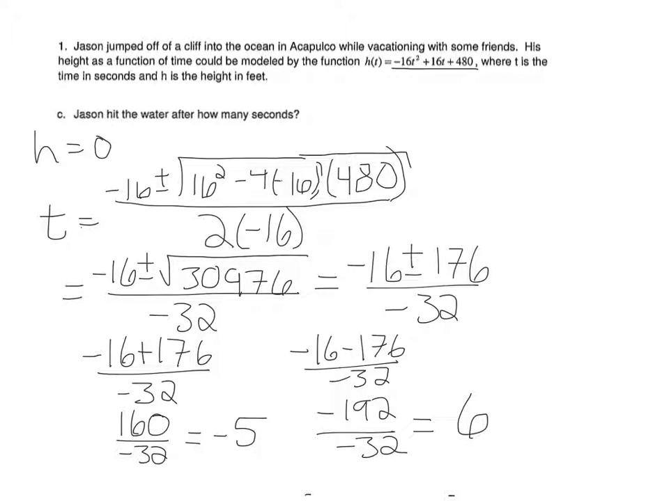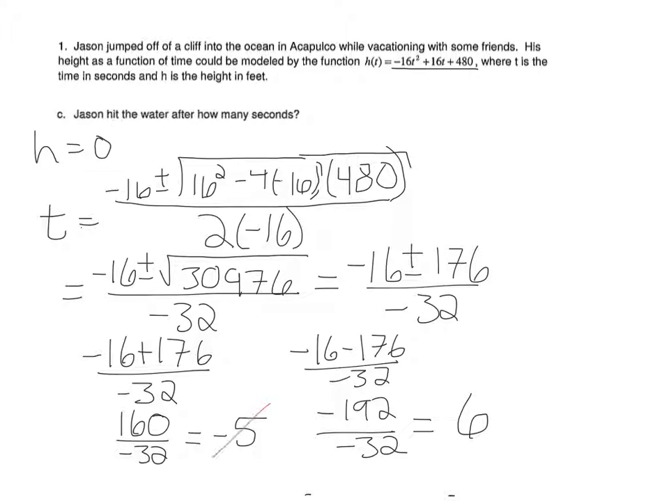Because we have a real world problem, we have that possibility that our answer doesn't actually make sense for us. So these are times that we're working with. If I have a time of negative 5 seconds, that means that 5 seconds before Jason jumped, he had hit the water. That's actually just the result of that parabolic shape. We get that parabola with a quadratic. That's before we're even really looking at our graph.